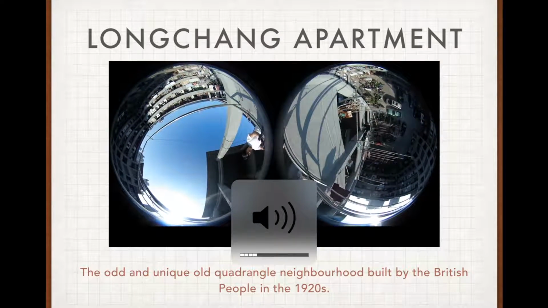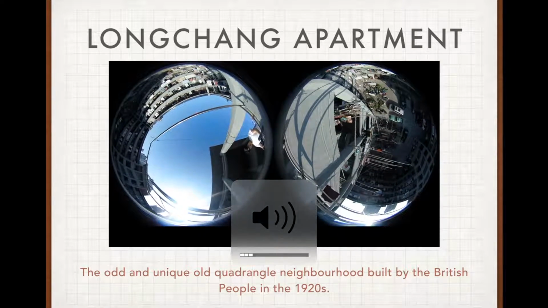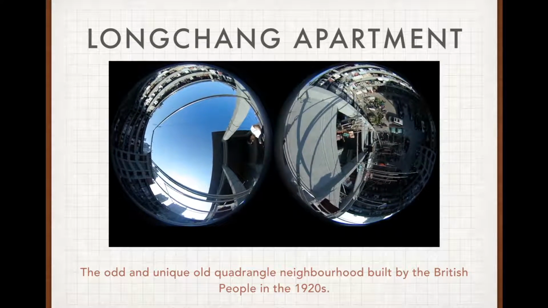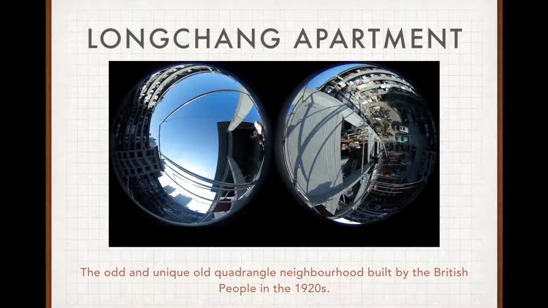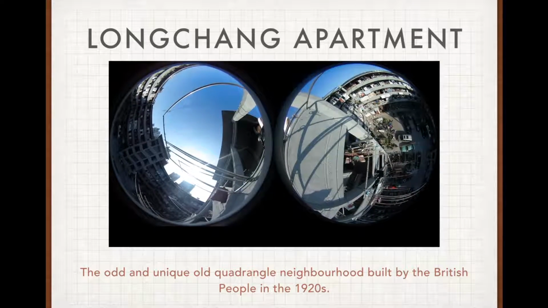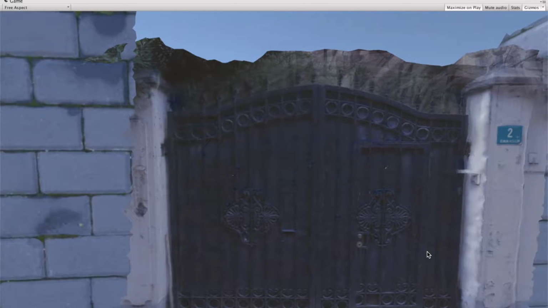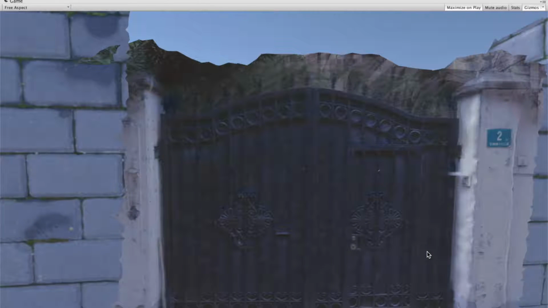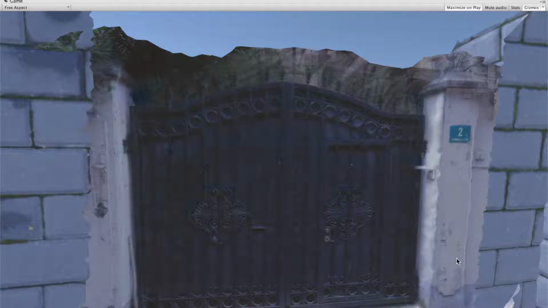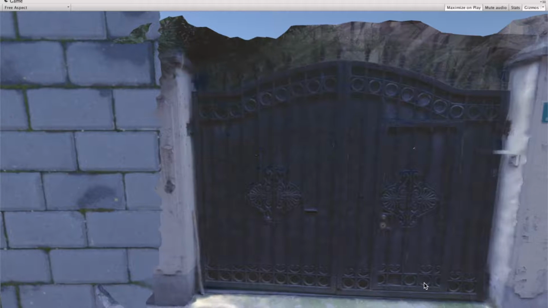Behind the third black gate is the Longchang apartment. It's a really exotic and unique old quadrangle neighborhood built by the British in the 1920s in Yangpu, and there were a lot of people living there in a really crowded place. Let me show you. Also, I need to mention here, if you're using Oculus VR or an HTC Vive, you can just walk in this door and you can see the 360 video behind it. But if you're using a cardboard and your phone, you can just click it and then go into the 360 scene. And that's the Longchang apartment.